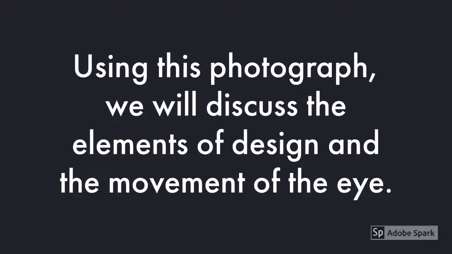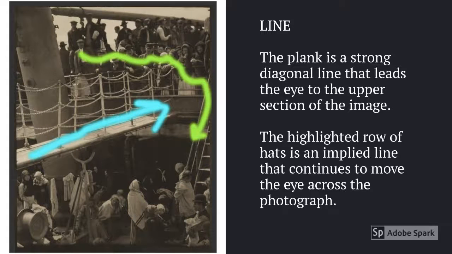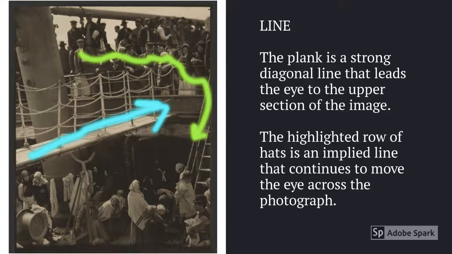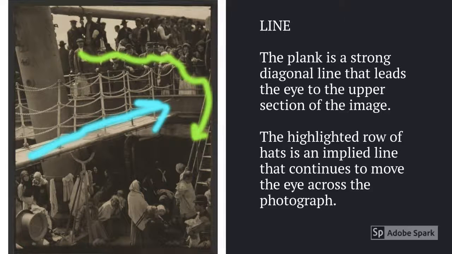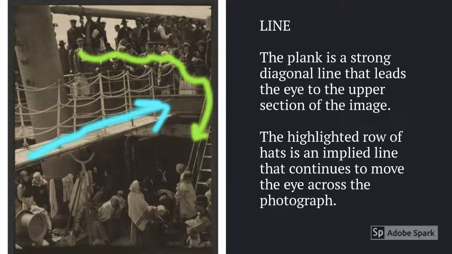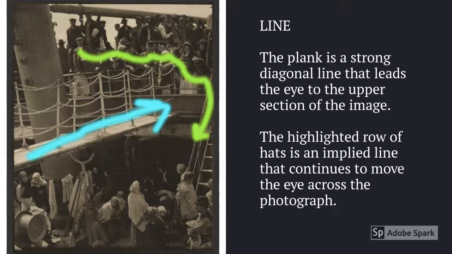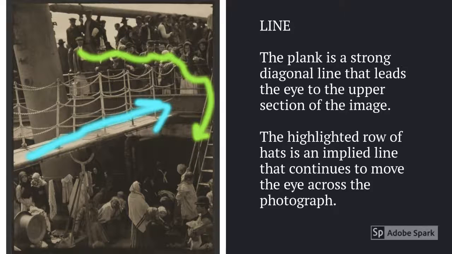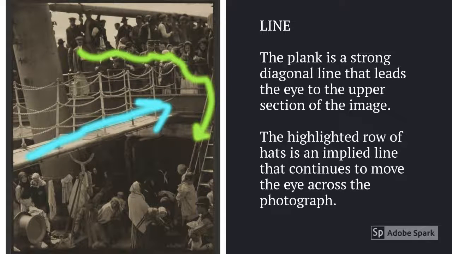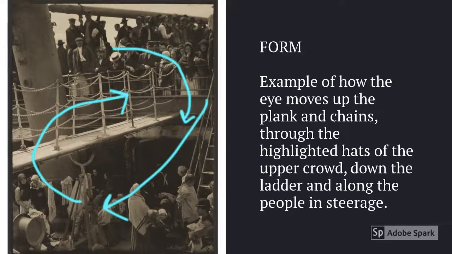So let's use this photograph to discuss the elements of design and the movement of the eye around the image. Let's start with line. A line is a mark between two dots. They can be horizontal, vertical, diagonal, straight, or curved. Here you can see with the blue line that the eye travels up that strong diagonal and then bounces off the highlights in the top pier, down the ladder, into steerage.